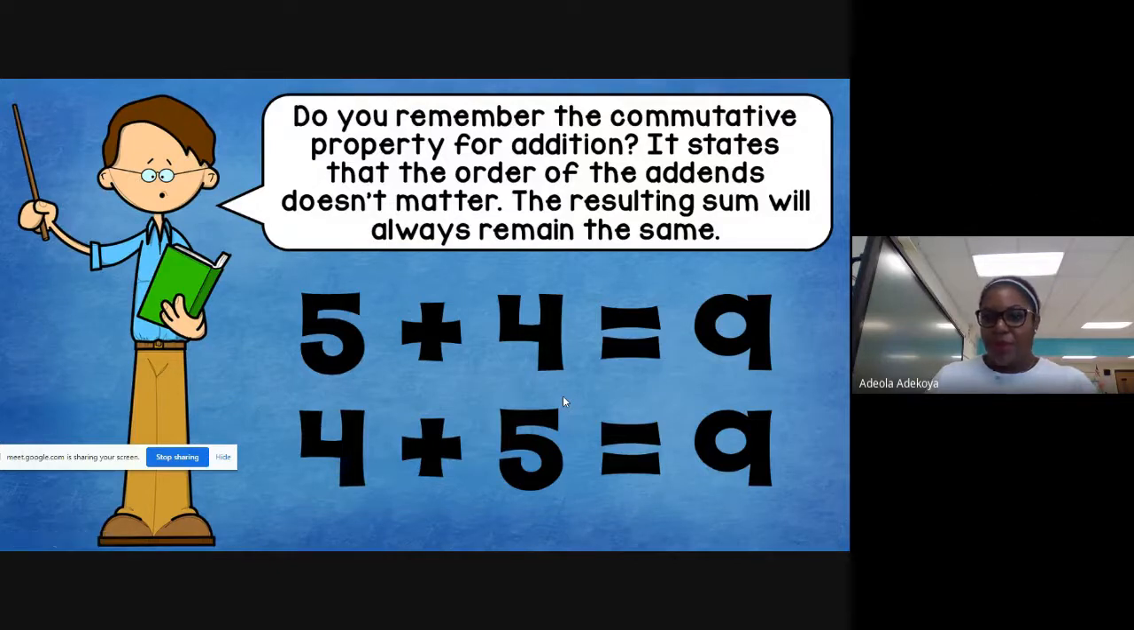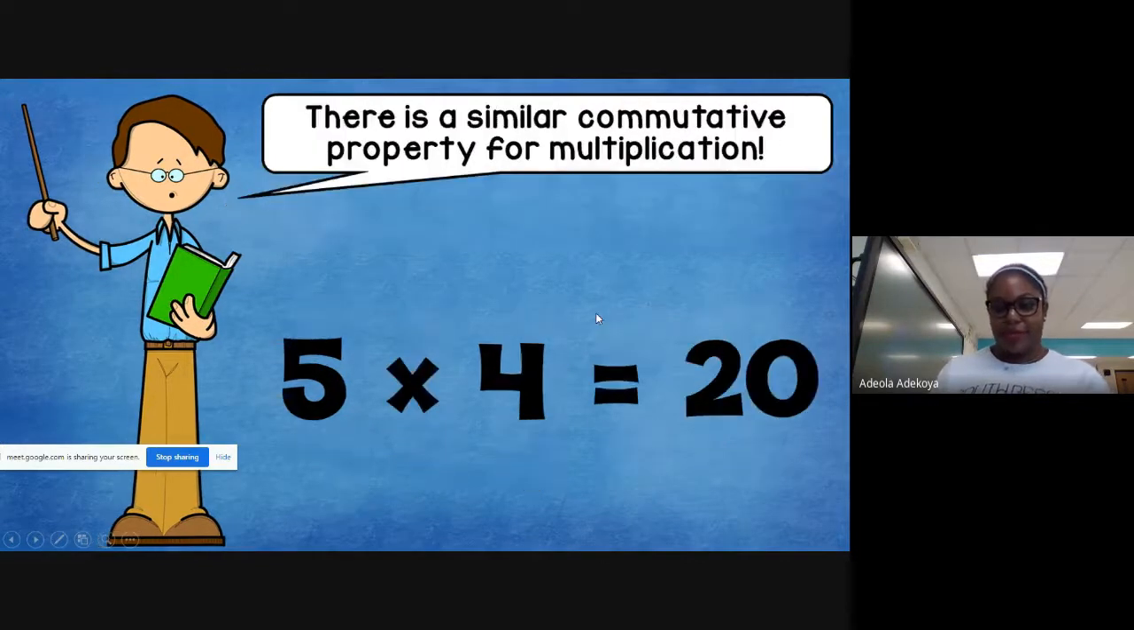So do we remember the commutative property for addition? It states that the order of the addends, here are the addends over here, doesn't change the sum. So the order of the addends doesn't matter. The resulting sum, the total, would always remain the same. So here we've got 5 plus 4 is 9, or 4 plus 5 is 9. It doesn't matter the order in which these are, almost like what we do in our number talks. Our sum will end up being the same.